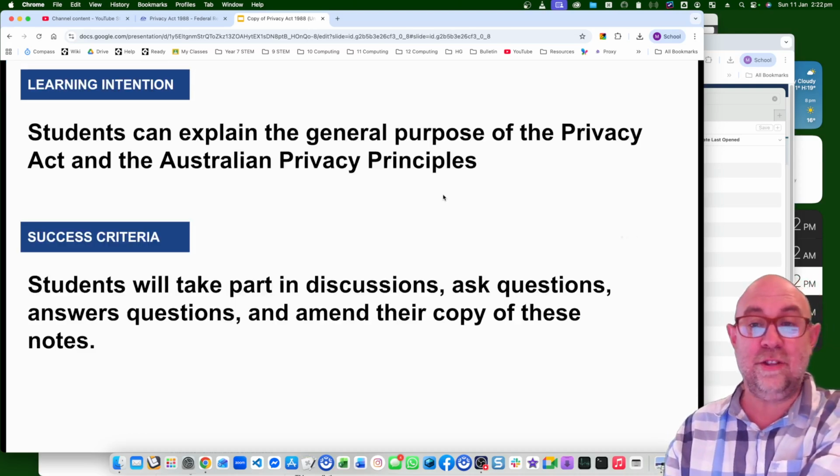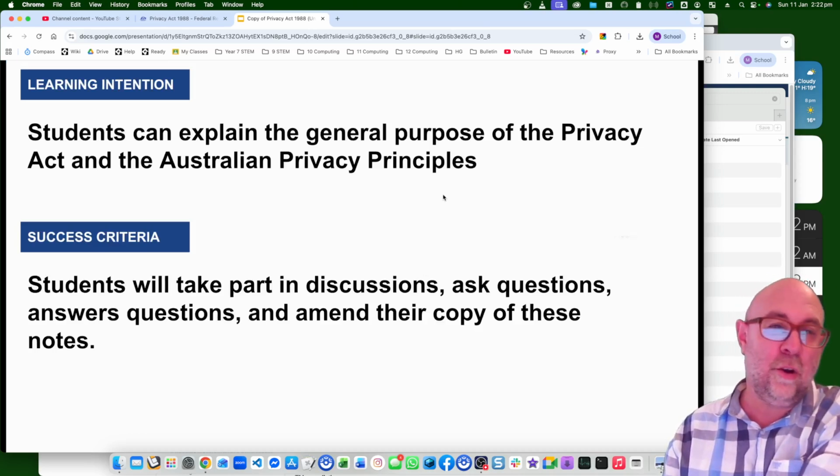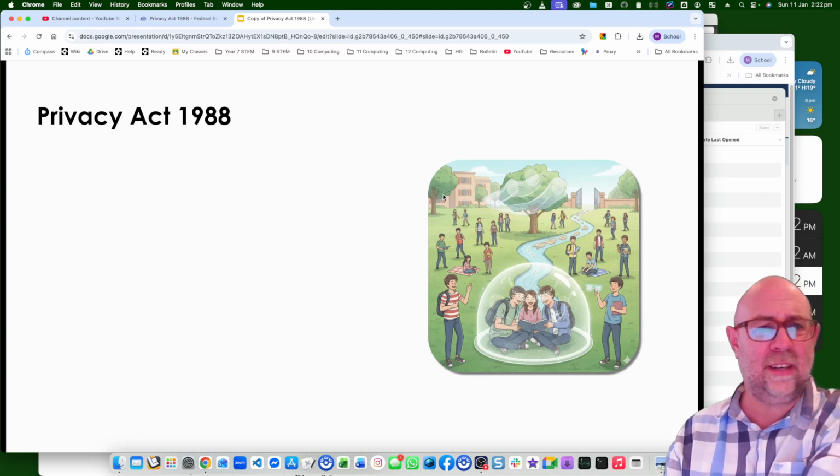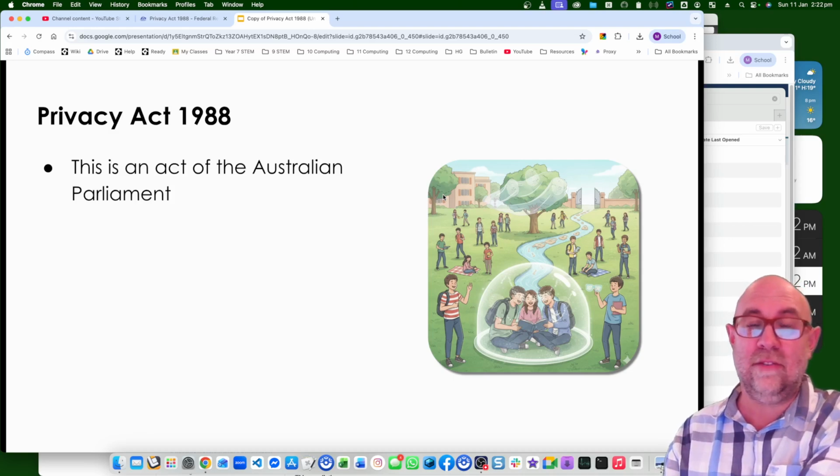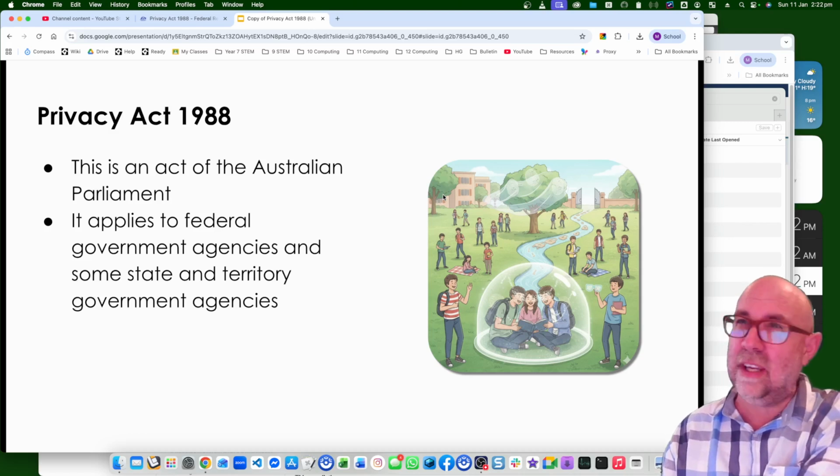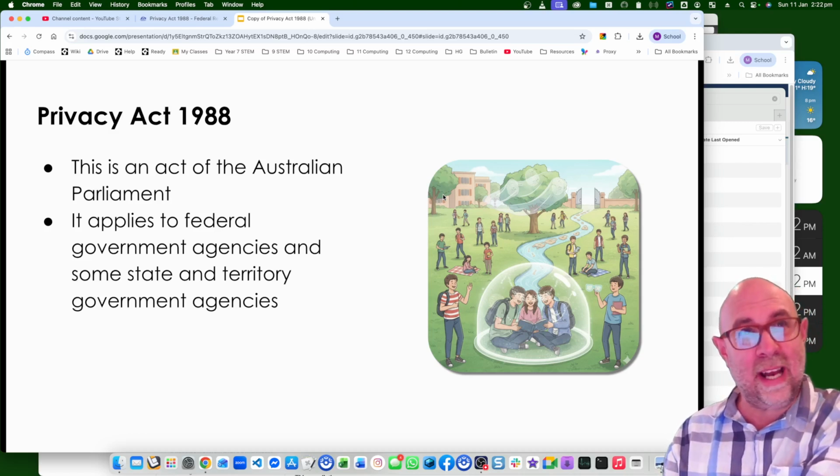Students can explain the general purpose of the Privacy Act and the Australian privacy principles. Not all of them, but there are I think 6 or 7 you have to know about. So the first thing you need to know is that the Australian Privacy Act is in fact an act of the Australian Parliament, and it was either passed or enacted in 1988.